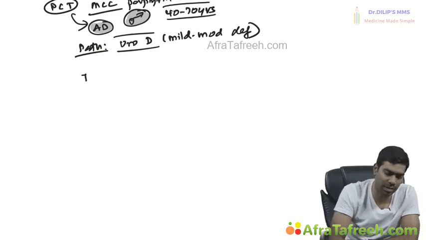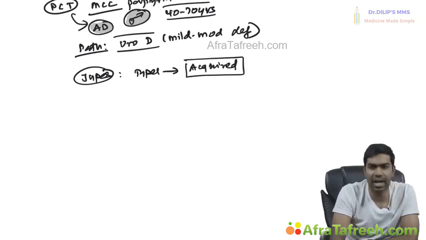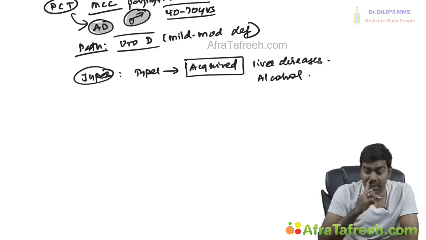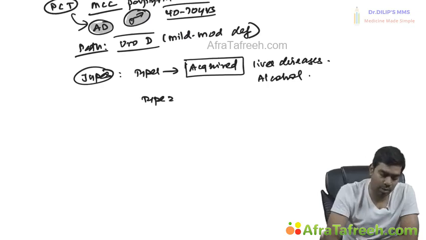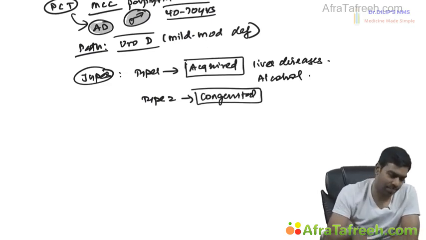And again, PCT can be of two types. Type 1, if they ask you, is an acquired deficiency of UroD. Acquired deficiency can happen in liver diseases, for example hepatic cirrhosis; in these conditions you might have acquired deficiency, or chronic alcohol intake can result in acquired deficiency. Type 2 is typically a congenital deficiency. There is no need of explanation for that. It's a congenital deficiency of the uroporphyrinogen decarboxylase enzyme.